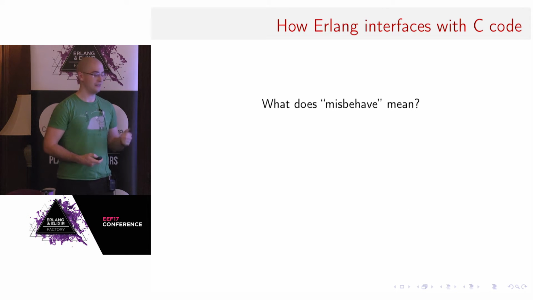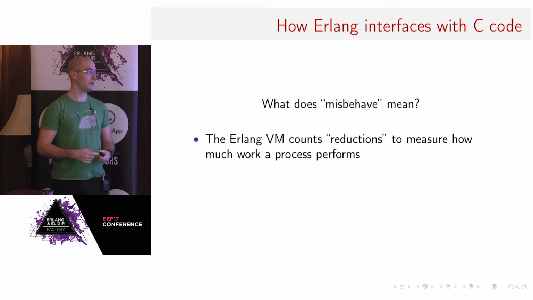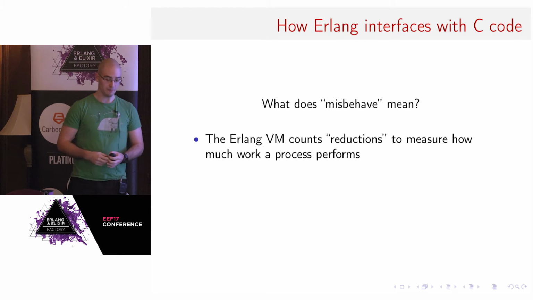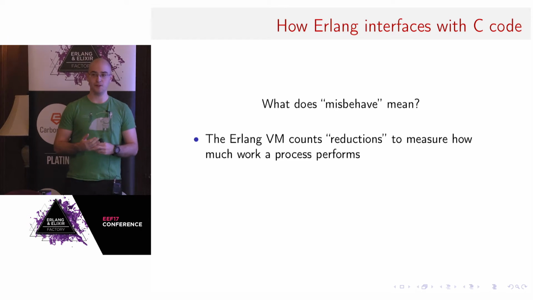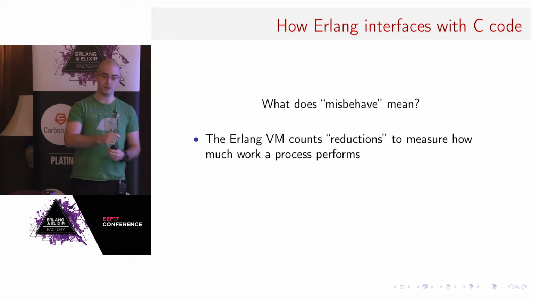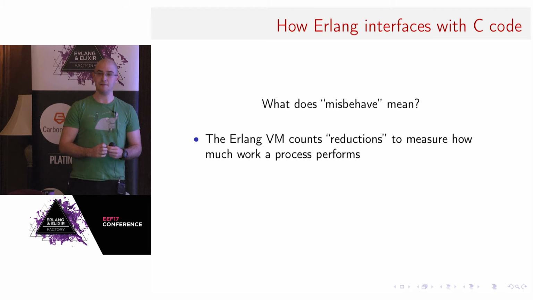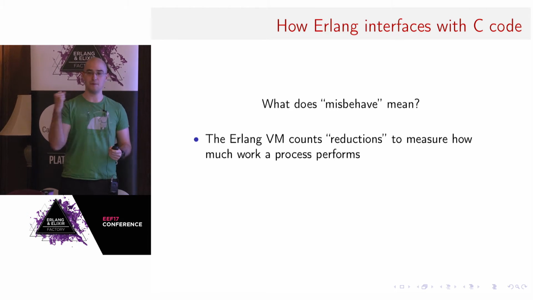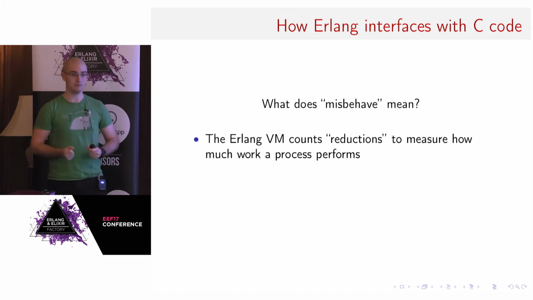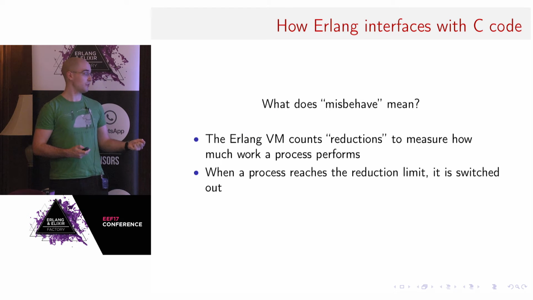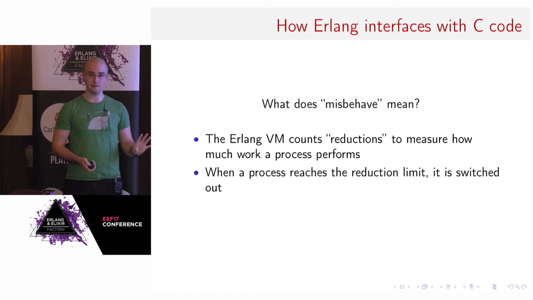So I said misbehave a lot. I sort of alluded to what that means. But let's just talk about how the Erlang VM schedules processes. Erlang uses what's known as preemptive scheduling. It will start running a particular process, and after it does a certain amount of work, it's going to swap it out with a different process. It counts these reductions, which basically amounts to a function call, and that measures how much work the process performs. So when a process reaches the reduction limit, it's switched out and replaced with another process in the queue.